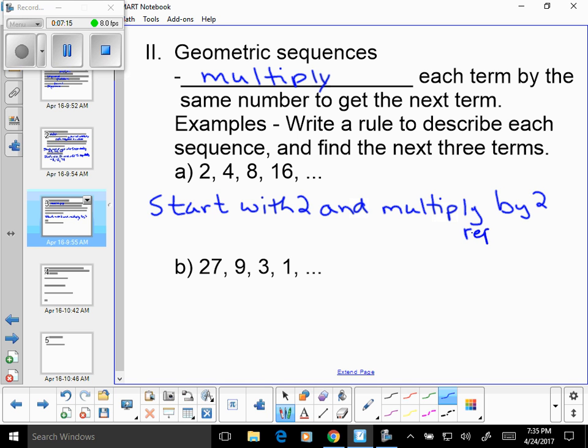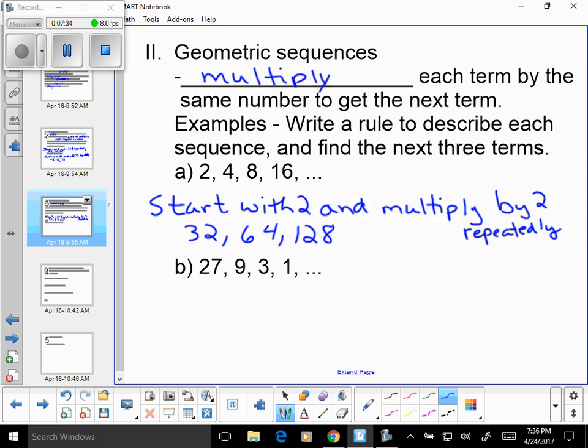And there's that word again. Repeatedly. Now I need the next 3 terms. So 16 times 2 is going to be 32. 32 times 2 is 64. 64 times 2 is 128.